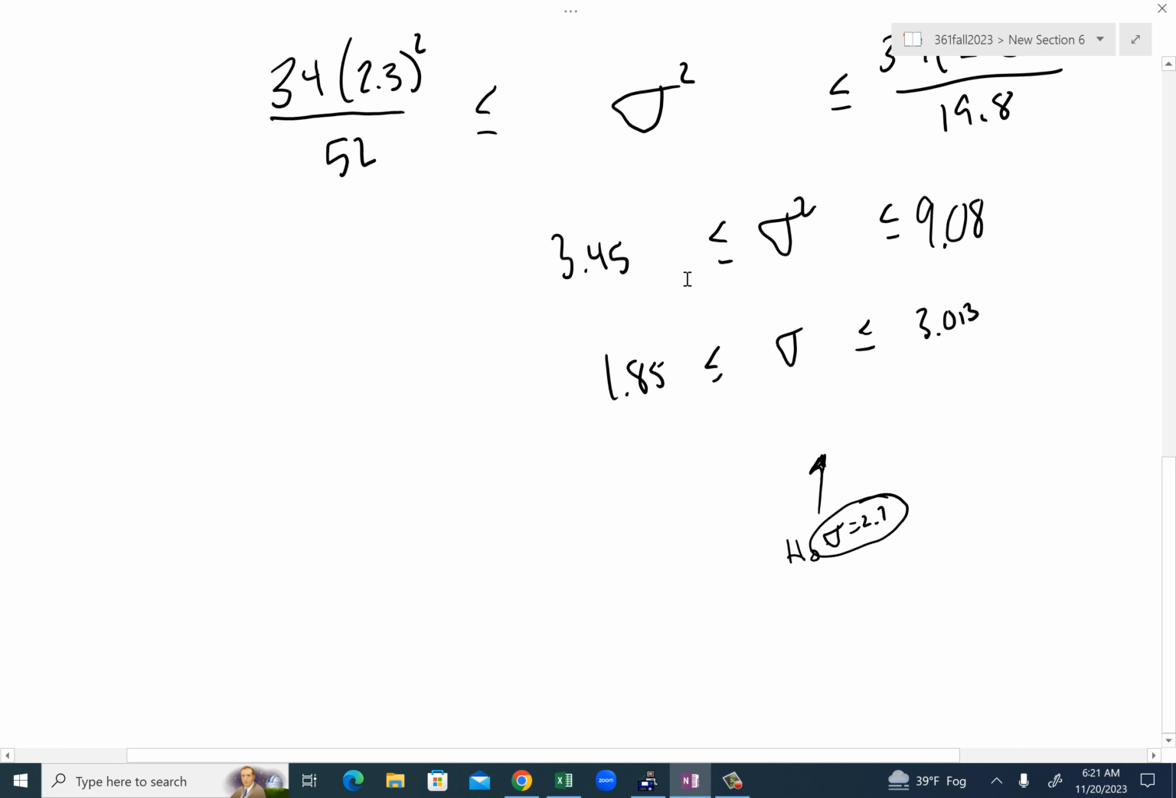Be careful that we were talking about standard deviation in the H naught, so you make sure you square root this guy. If you're talking about variance, obviously don't square root it. That's the only thing you can kind of get a little hung up on sometimes, so just be careful. Don't fall into that trap.